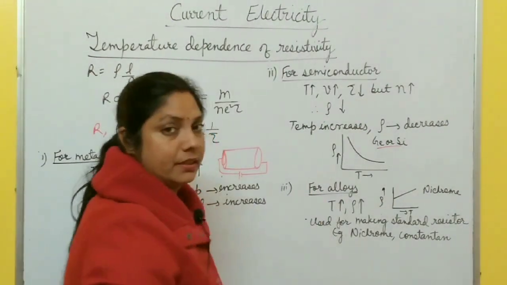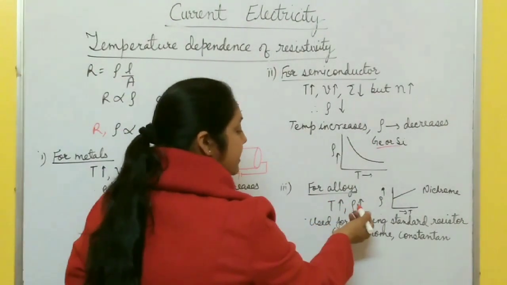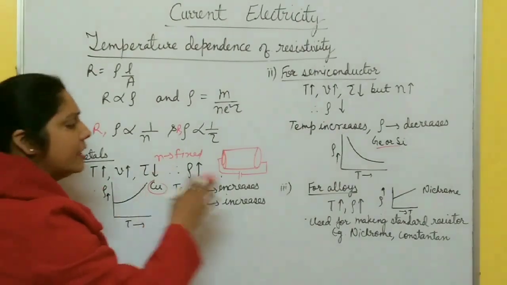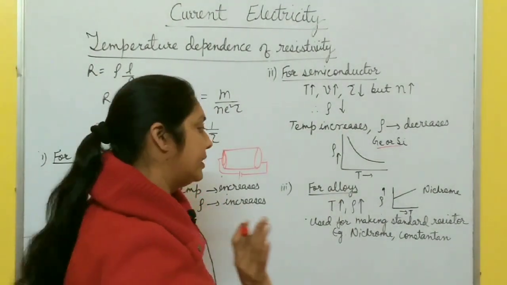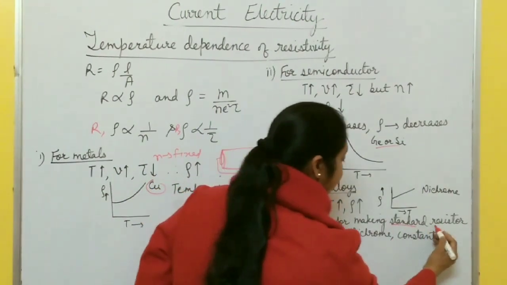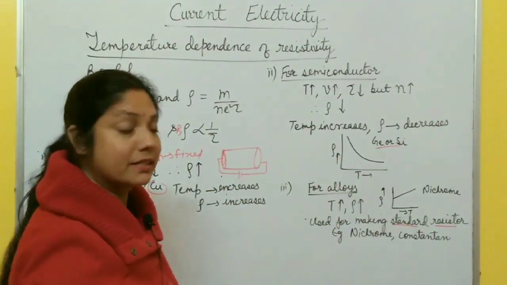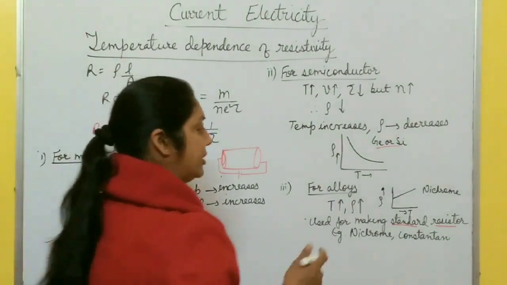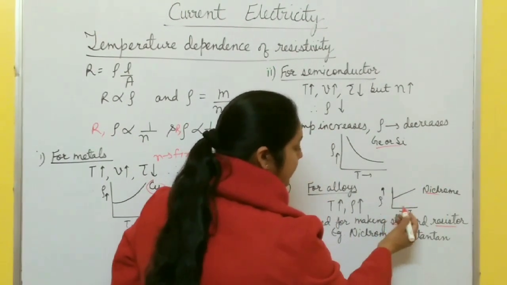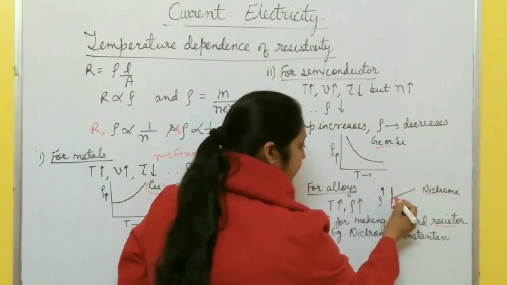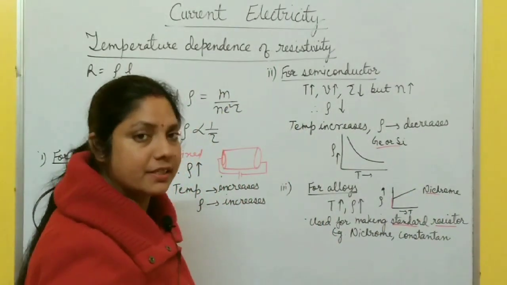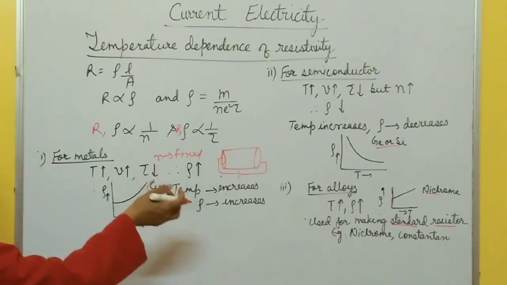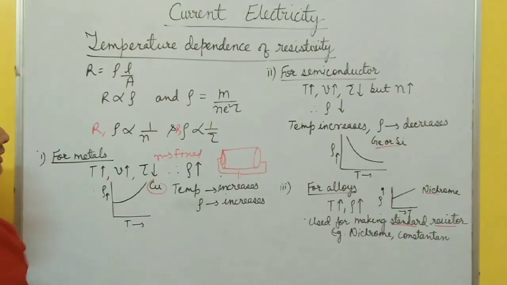Now next, alloys. Here, when temperature increases, resistivity increases, but this increase is very much less compared to metals. It is nearly independent of temperature. That's why it is used for making standard resistors. For example, nichrome or constantan. Nichrome wire is used, and that is an alloy, because it is independent of temperature. Suppose the nichrome wire graph is like this one. It is constant up to this temperature and then increases a little bit with the increase in temperature. So it is almost independent of temperature. So these are the temperature dependence of resistivity for different cases: metals, semiconductors and alloys.